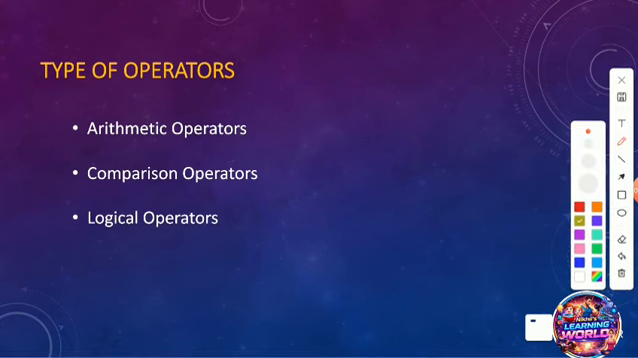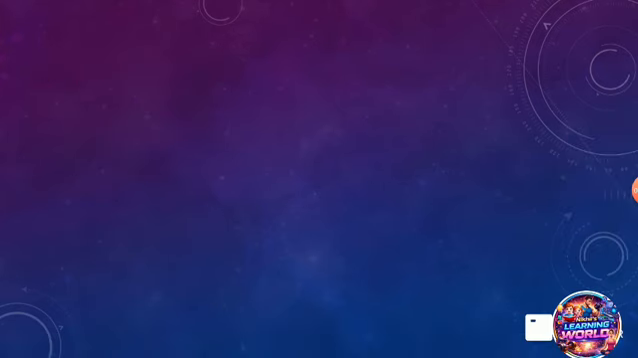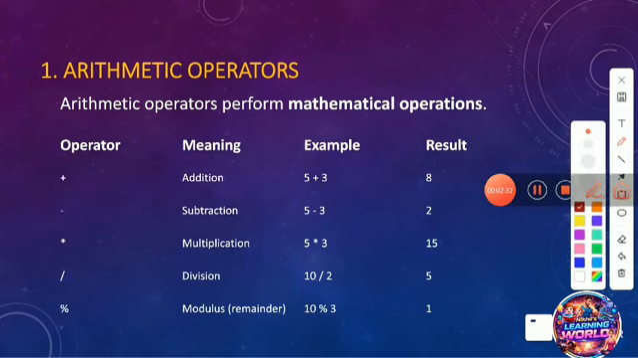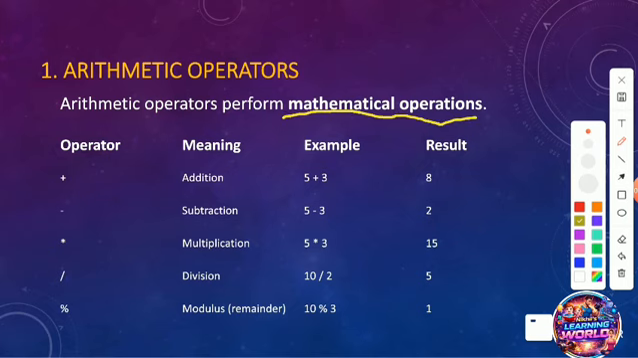So Kotlin provides many types of operators, but in this video we will focus on the three important ones, that are arithmetic operator, comparison operator and logical operator, right? So let's start with the first, arithmetic operators. What is the arithmetic operator? As you can see, arithmetic operators are used for mathematical calculations, right? For example, addition, subtraction, multiplication, division and modulus.